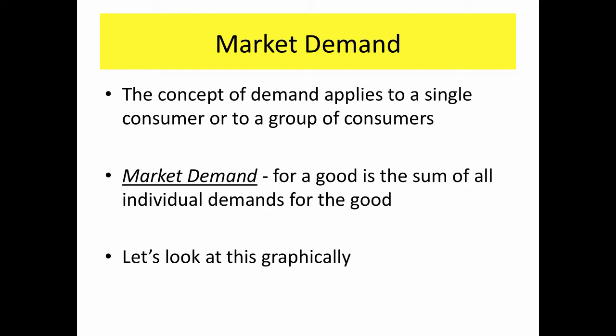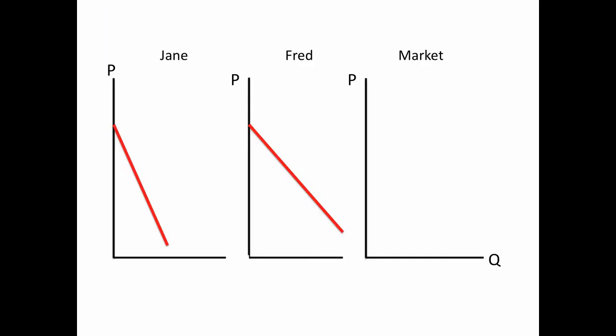And all we have to do is sum up or add up all of the individual demands for the good at a given price. It's easy to look at this graphically with the following diagram. I've got three panels in this diagram. The one on the left shows demand by Jane for the good that we're dealing with. Let's just suppose that this is apples. And so the curve over here on the left shows Jane's demand curve for apples. The panel in the middle shows a demand curve for Fred. And what we see is that his demand curve isn't quite as steep as Jane's.